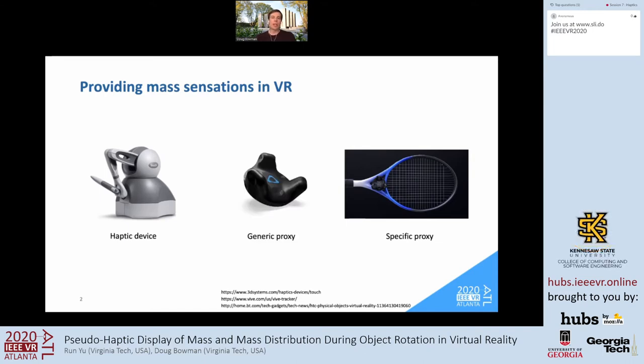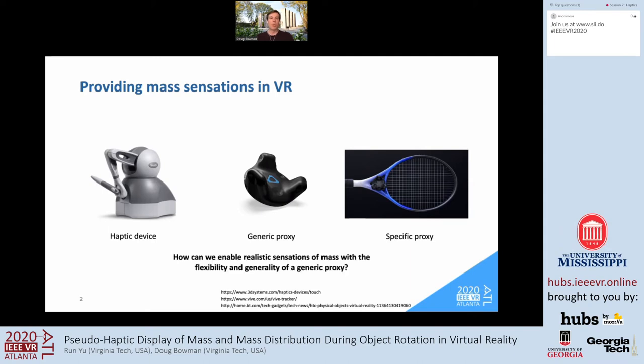So what we'd really like to do is to use a generic proxy, as in the previous talk, like this Vive tracker, to provide mass sensations for various objects in a flexible way. So a question we were asking was, how can we enable these realistic sensations of mass with the flexibility and generality of a generic proxy?